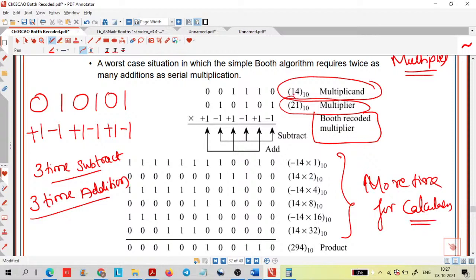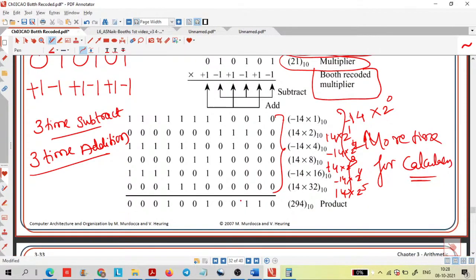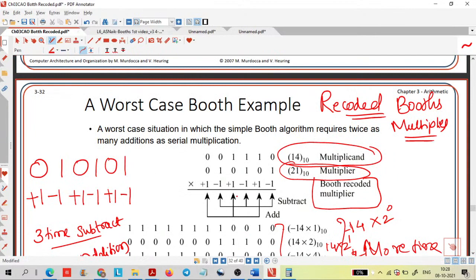In this case, what is the multiplicand? 14. 14 into -1, so that is -14 into 2 raised to 0. Next, 14 into 1, so that is 14 into 2 raised to 1. Next -14 into 2 raised to 2. Next 14 into 2 raised to 3. Then -14 into 2 raised to 4. Plus 14 into 2 raised to 5. So here you will get more number of digits and it will take more time. That's why it is called a worst case.